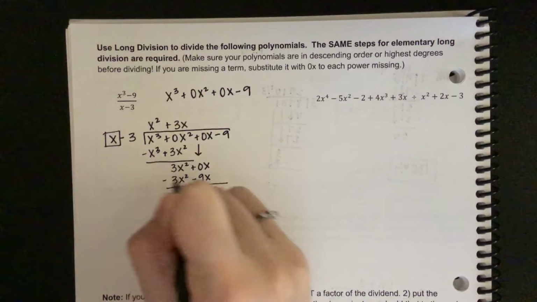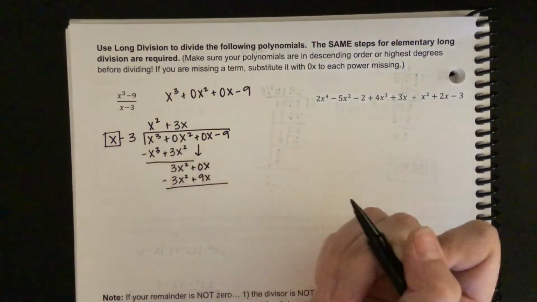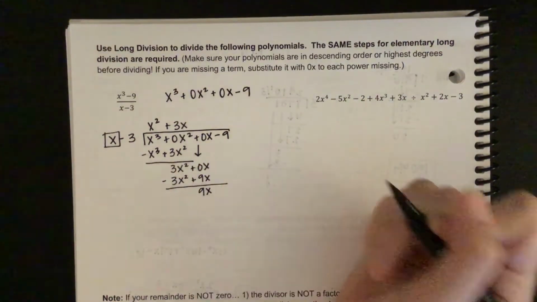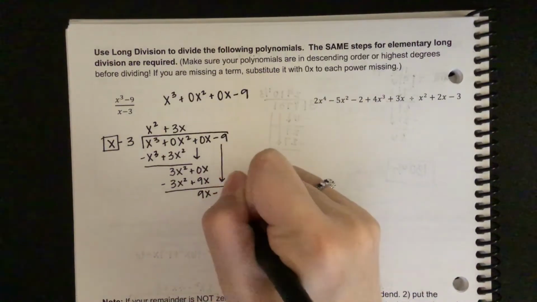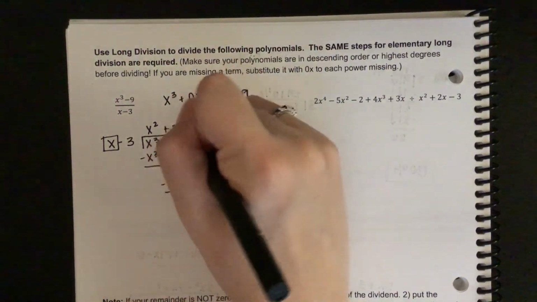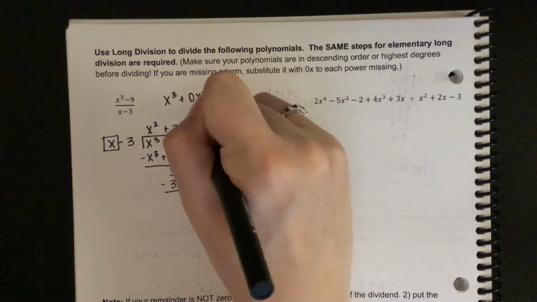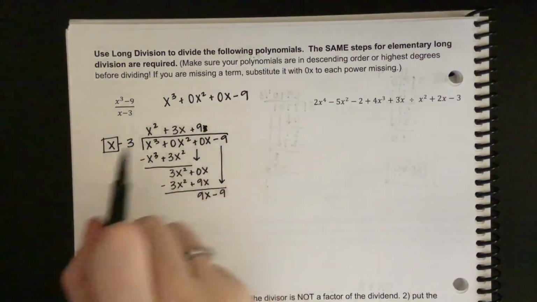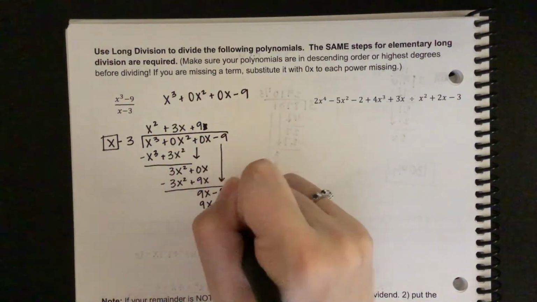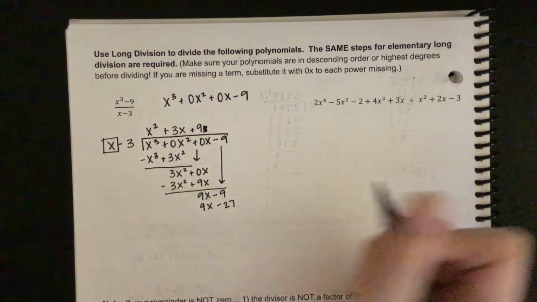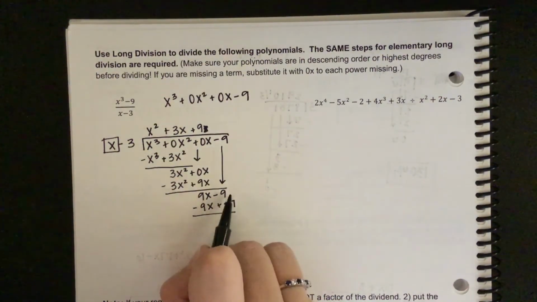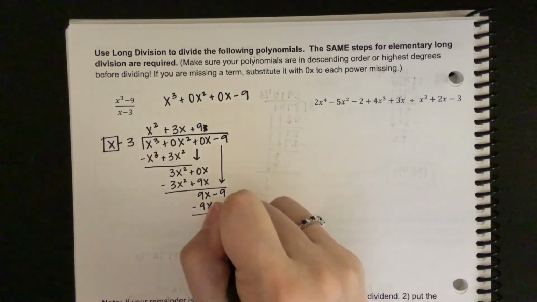Subtract, so change your signs. 3x squared minus 3x squared will cancel. 0x plus 9x will give me 9x. I want 2 terms, so I'm going to bring down my negative 9. X times 9 would give me 9x. Oops, times 9, not 9x. 9 times x is 9x, like we thought. 9 times negative 3 is negative 27. Subtract, so change your signs. Negative 9 plus 27 is going to give me 18.